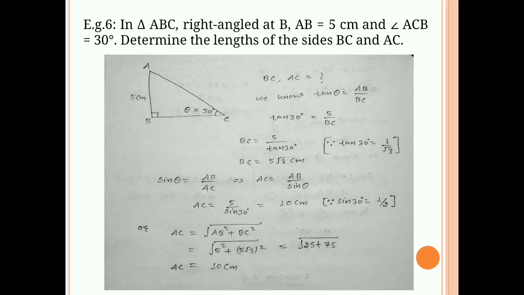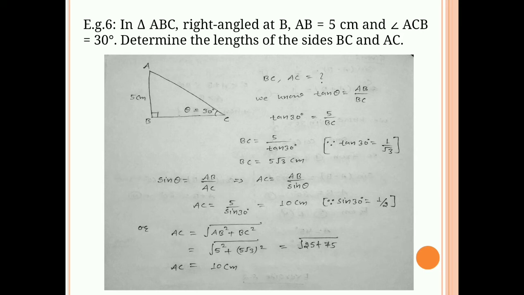So as we know that tan theta is opposite upon base. So for angle C, opposite will become AB, and base will be BC. So we can write tan theta is equal to AB by BC, and angle theta is 30 degrees. So tan 30 will be AB, which is 5, upon BC.